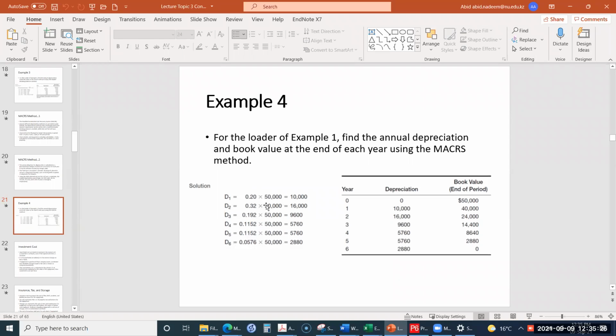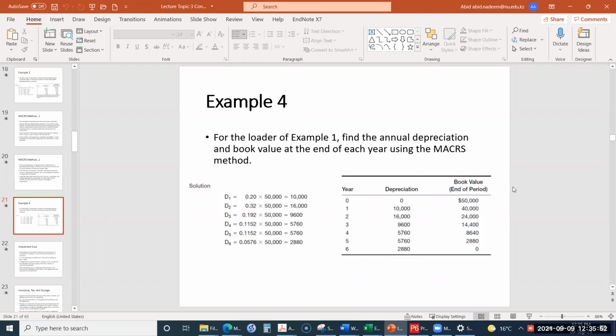And then we simply multiply by the initial $50,000 without any regard to the salvage value. So you will not take 50,000 minus 5,000 here. We will just take 50,000. And in this way, the book value at the end of the 6th year will reduce to 0. So in this way, the depreciation will take place.